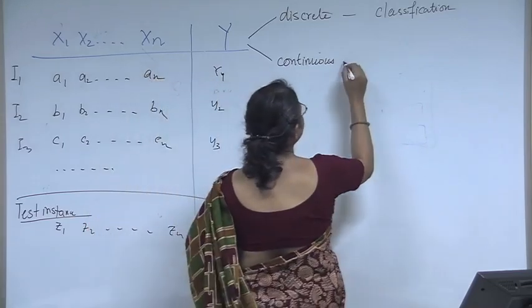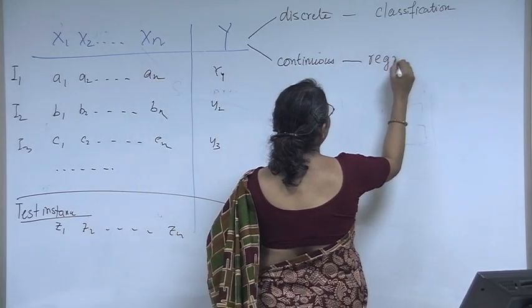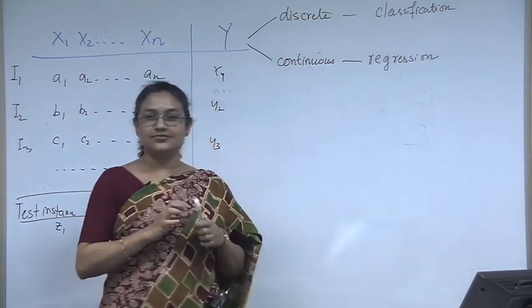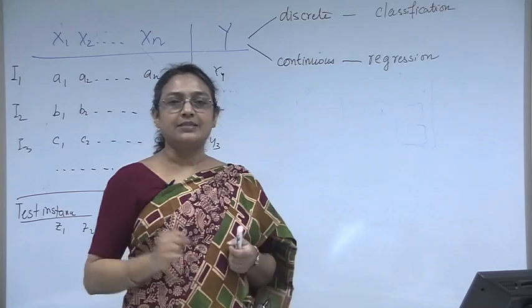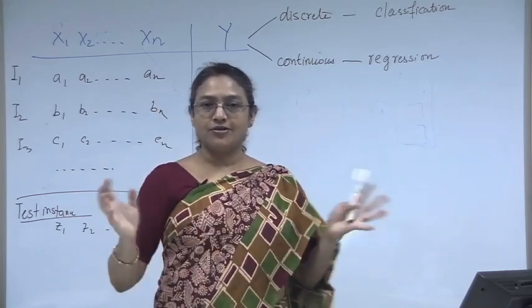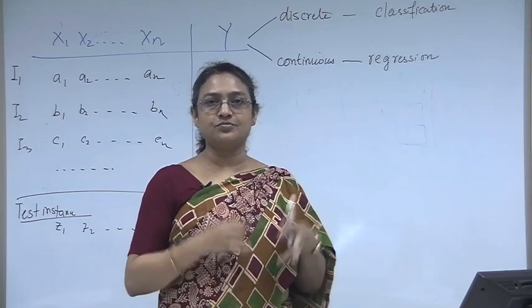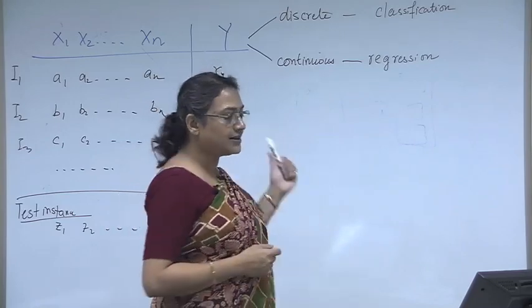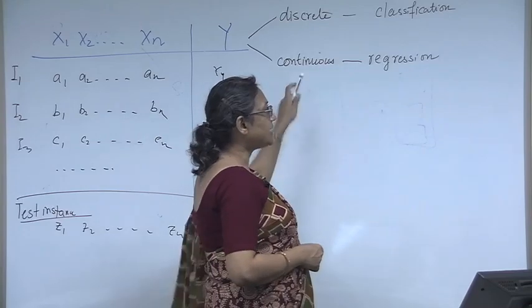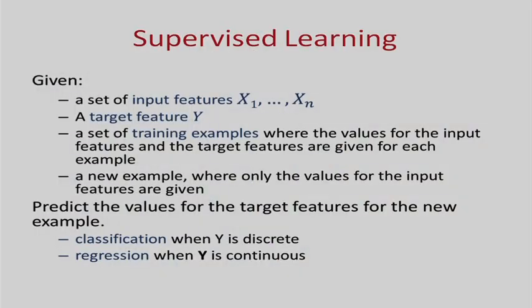Or if you have a continuous valued feature, then you call such problems regression. Suppose given the values of certain features, you want to predict the price of a house. So, given the location of the house, the floor area of the house, the number of bedrooms and some such features, you want to predict the price of the house, which is a continuous valued or real valued number, and such problems are called regression problems.